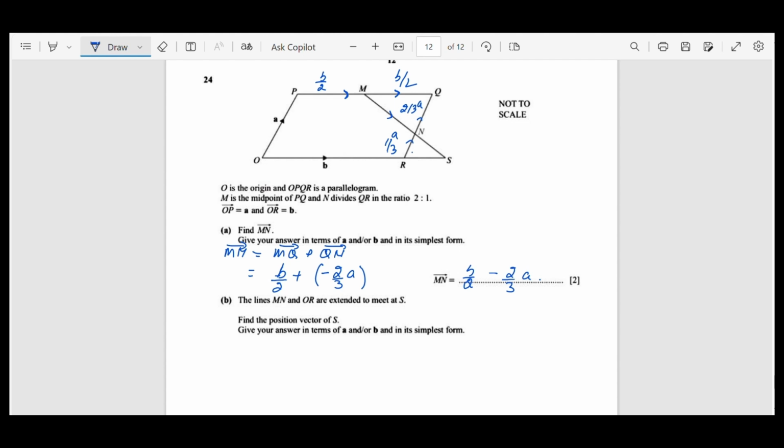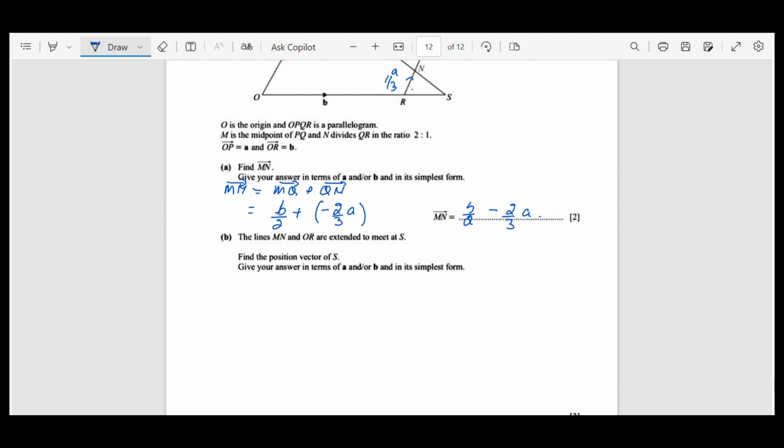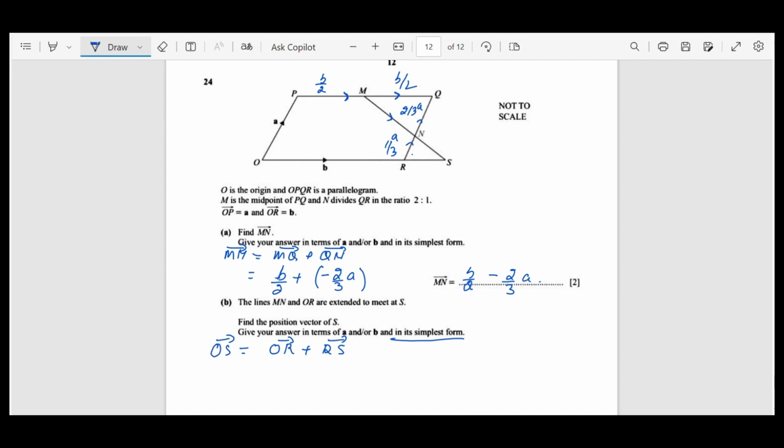Next is the B part. The lines MN and QR are extended to meet at S. Find the position vector of S. Give your answer in terms of A and B and in its simplest form, right? So we need to find vector OS. Vector OS will be equal to vector OR plus vector RS. Basically we have to find vector RS, because vector OR we know is equal to B.